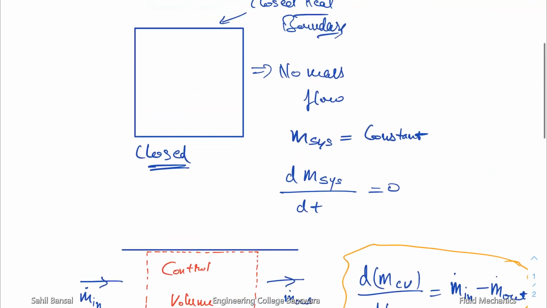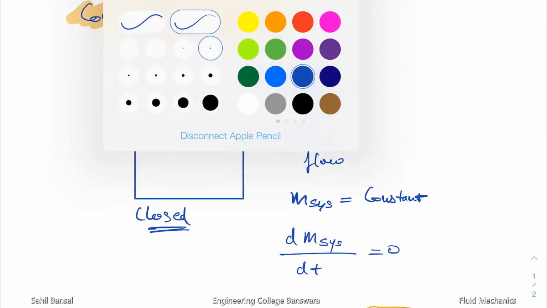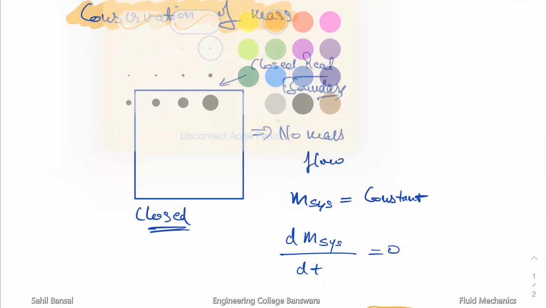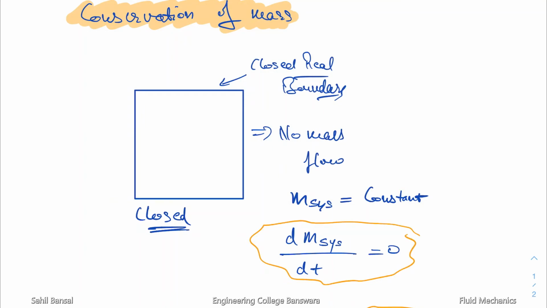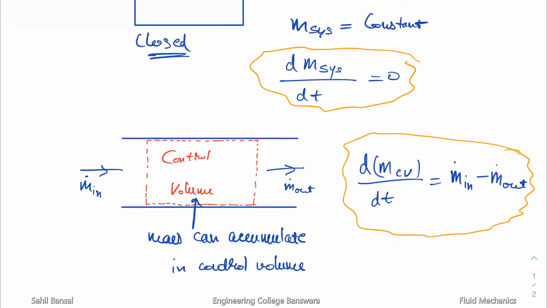So this was my conservation of mass principle. We have seen it for both system as well as control volume. However, in my subject of fluid mechanics, I am more interested about control volumes. So we will see how continuity equation can be derived from this conservation of mass equation. Let's move on.